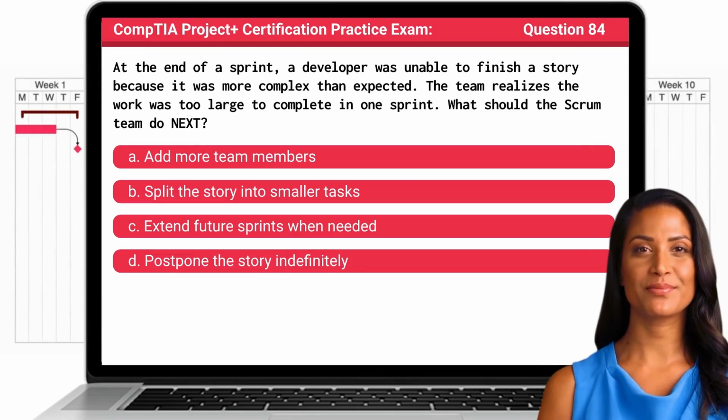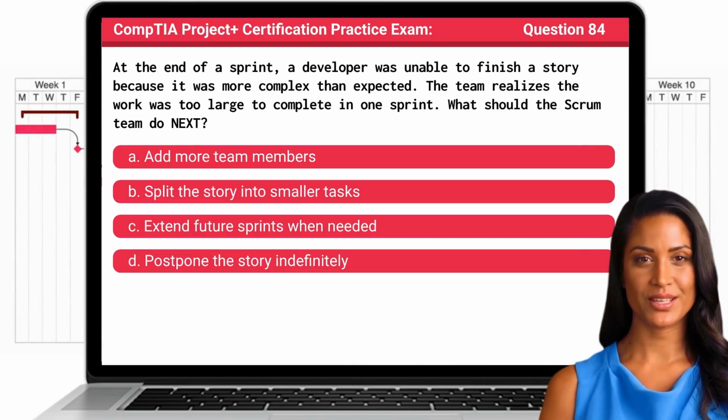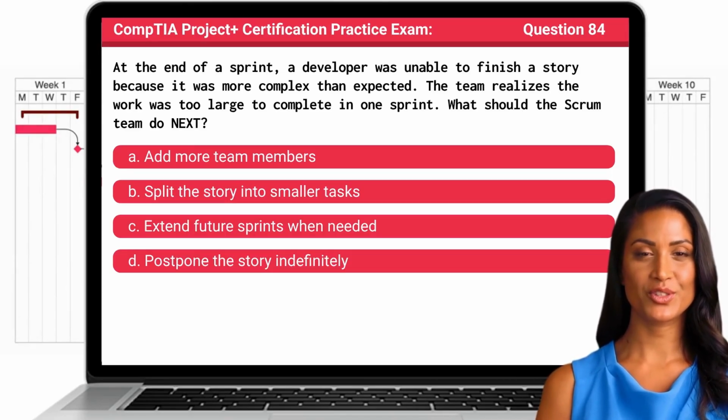Question 84. At the end of a sprint, a developer was unable to finish a story because it was more complex than expected. The team realizes the work was too large to complete in one sprint. What should the Scrum team do next?